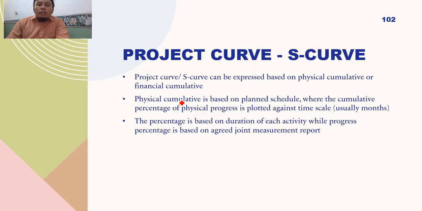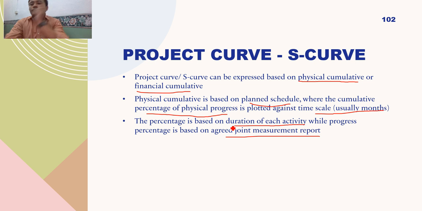Project curve or S curve can be expressed as physical cumulative or financial cumulative, as I said earlier. So physical cumulative is based on planned schedule. Cumulative percentage of physical progress is plotted against time scale, usually months, and percentage is based on duration of each activity, while progress percentage is based on a joint measurement report.